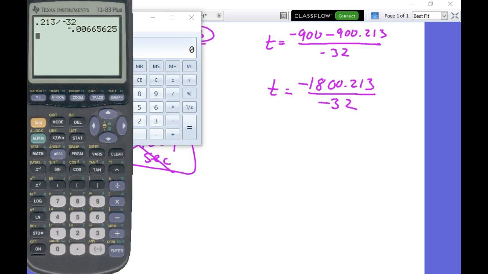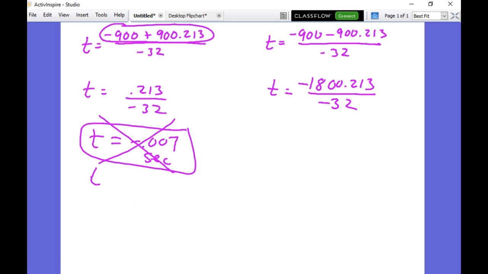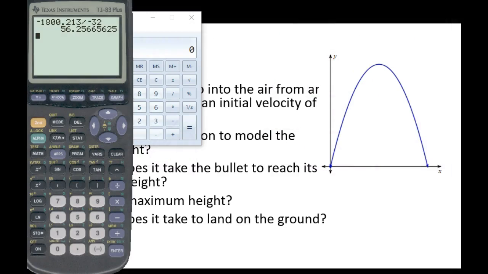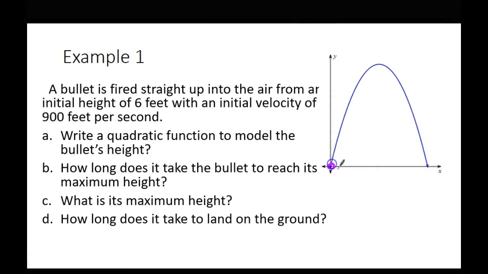I don't want to use this calculator. $56.257. Which one of these do you think represents best? The second one, right? Now there's two ways you can know that. First of all, there's no such thing as negative time. Also, that's a really small number. But then when you come back to our problem, remember how we said it was going to be the second point, where it actually lands on the ground that we care about. So, there you have it.